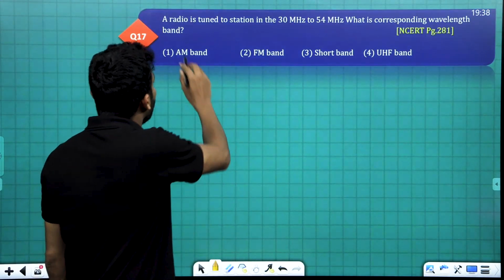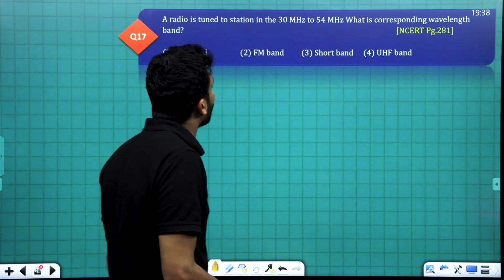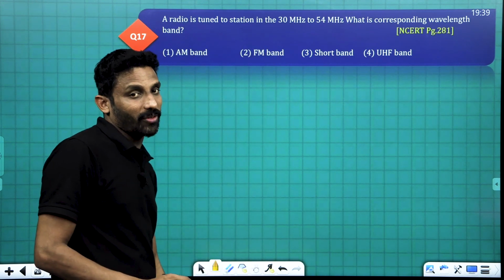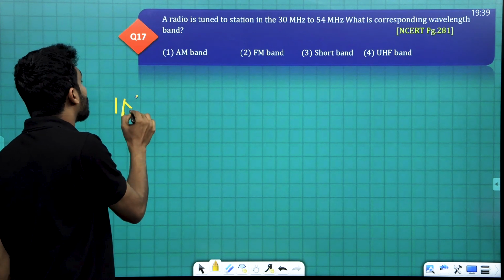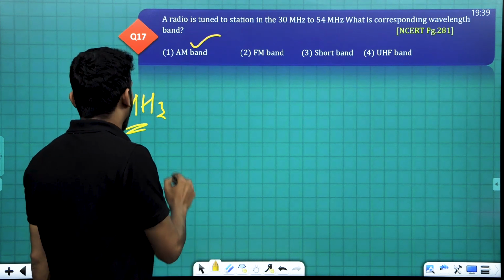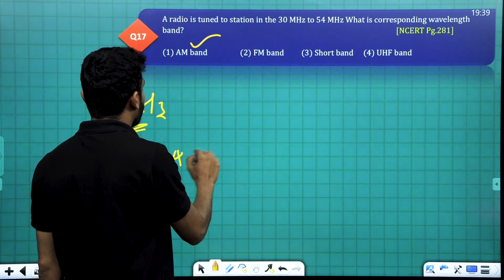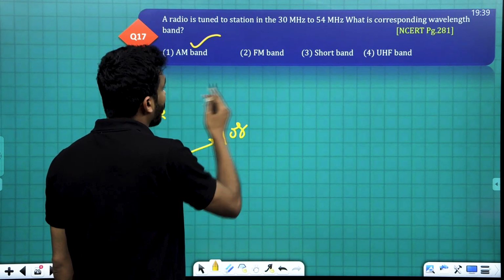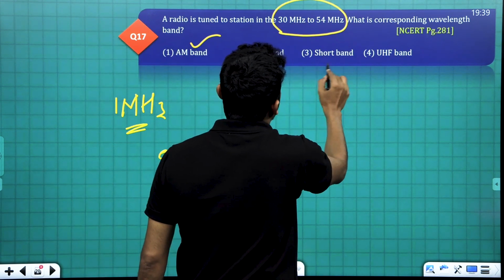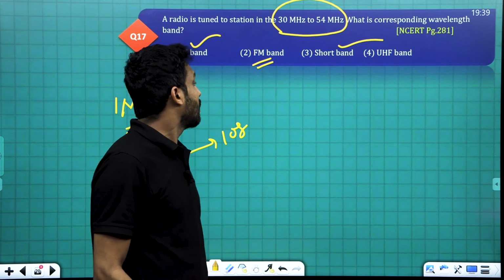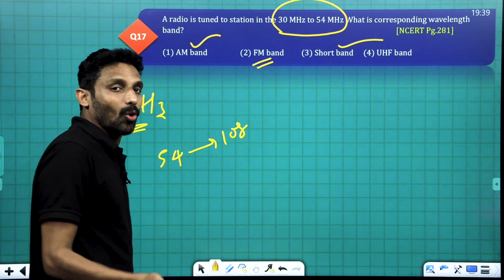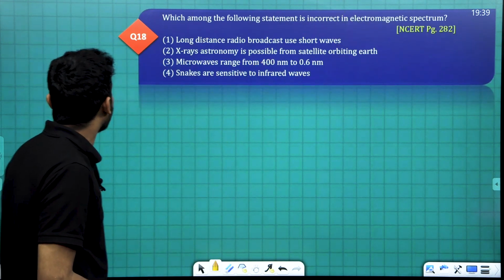A radio is tuned to station in the 30 megahertz to 54 megahertz. What is the corresponding wavelength band? See, up to 1 megahertz it is AM, amplitude modulation. Then 54 to 108, in that range it is FM band. Clear? Then this region, 30 to 54, that is short band. And this is very high frequency band. So the answer of our question is short band. Option C. Correct.